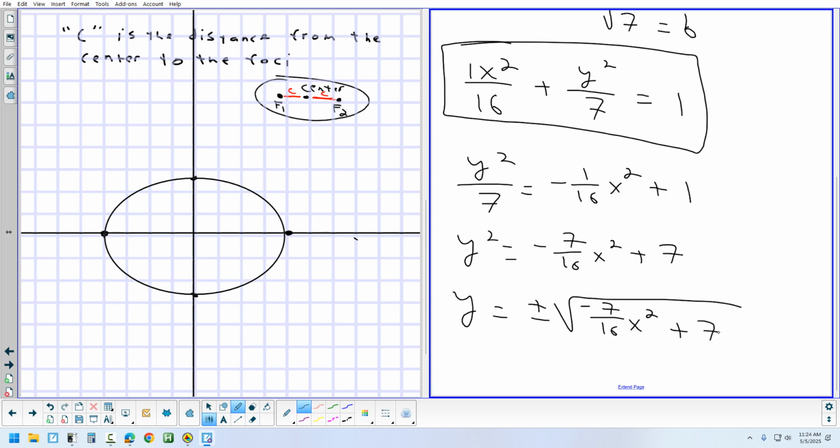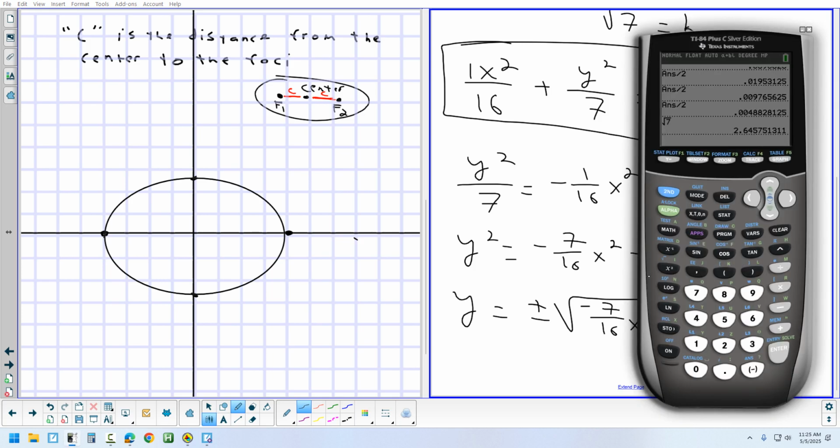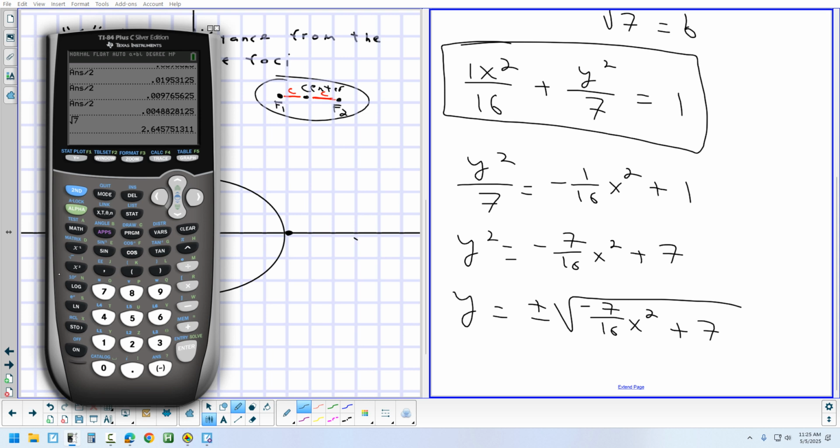In theory, if we graph that, it should look just like that. It's going to be a top half and then a bottom half, because that fails the vertical line test, so technically I can't draw that using y equals notation. But I can kind of cheat and break it into 2 pieces like that. All right, let's try it and see what happens.